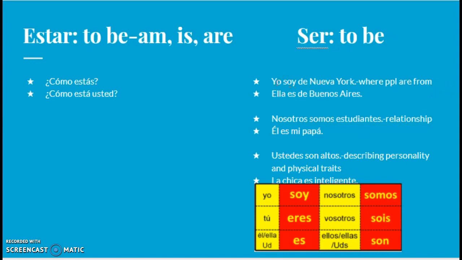Some examples we've seen with ser so far is where people are from. So remember, ser plus de, yo soy de Nueva York. We've learned relationship, so what types of people someone is. So nosotros somos estudiantes. We are students. We said things like that already. And then describing personality and physical traits. So ustedes son altos. La chica es inteligente. This is once again how to conjugate ser in case you forgot.